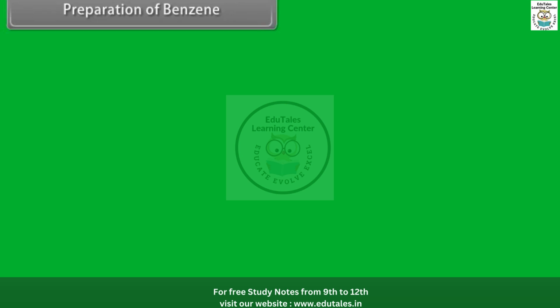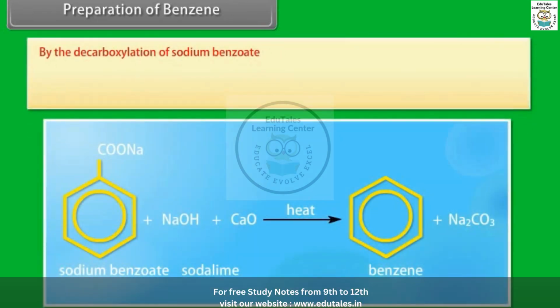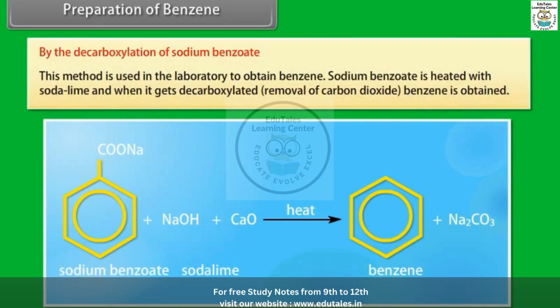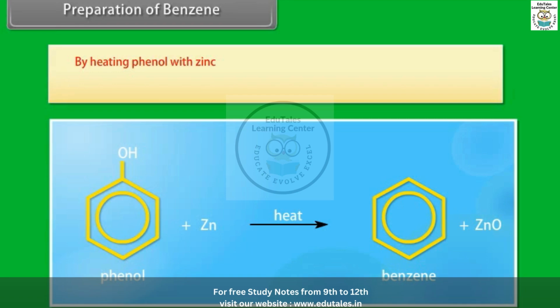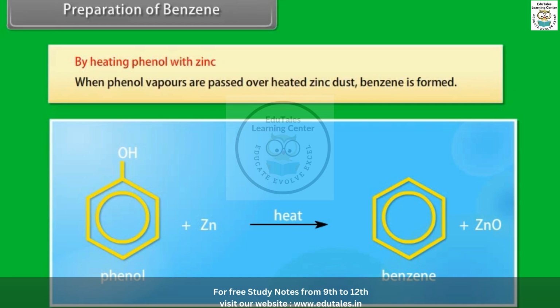Preparation of benzene by the decarboxylation of sodium benzoate. This method is used in the laboratory to obtain benzene. Sodium benzoate is heated with soda lime, and when it gets decarboxylated, that is, upon removal of carbon dioxide, benzene is obtained. By heating phenol with zinc: when phenol vapors are passed over heated zinc dust, benzene is formed.